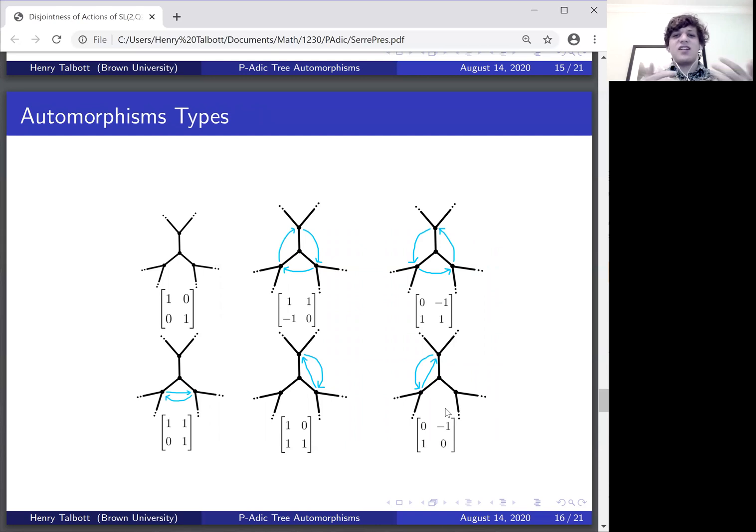You can actually split these into 3 conjugacy classes. Type 1 I like to think of as the everything is fixed case. Type 2 and 3 are the rotation, or I think I was calling it the windmill case. And types 4, 5, and 6 are the swap cases. We can actually realize all of these cases with matrices, which I have depicted here.